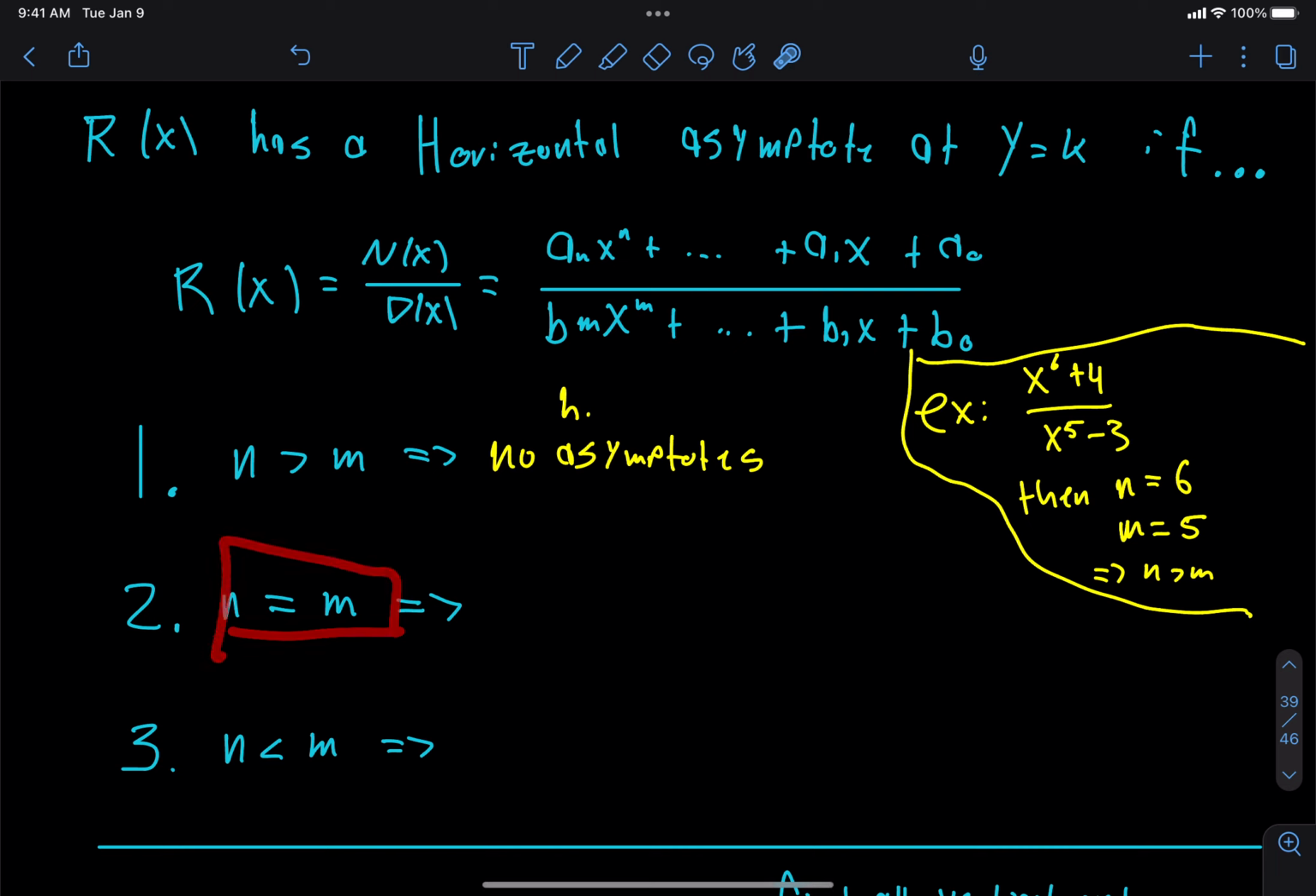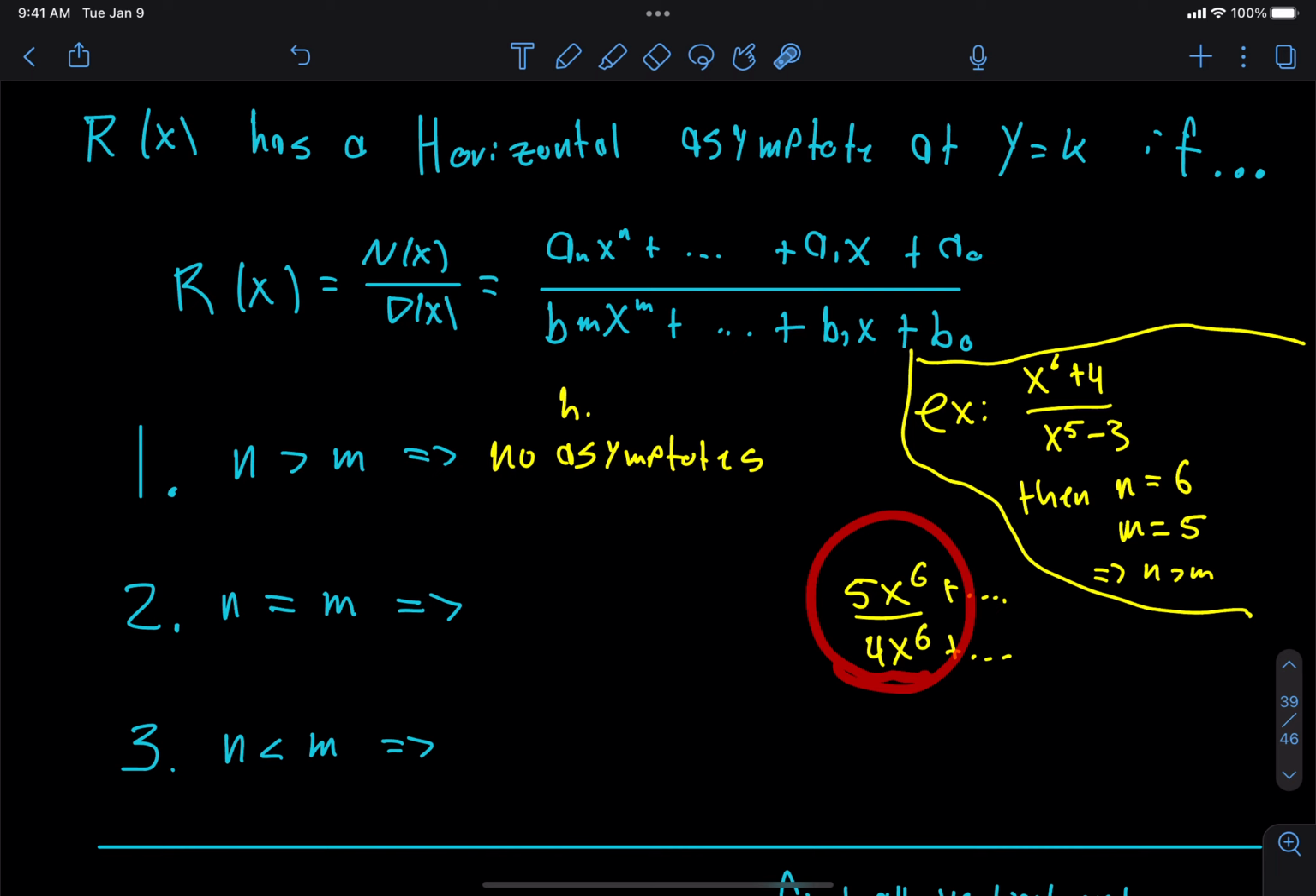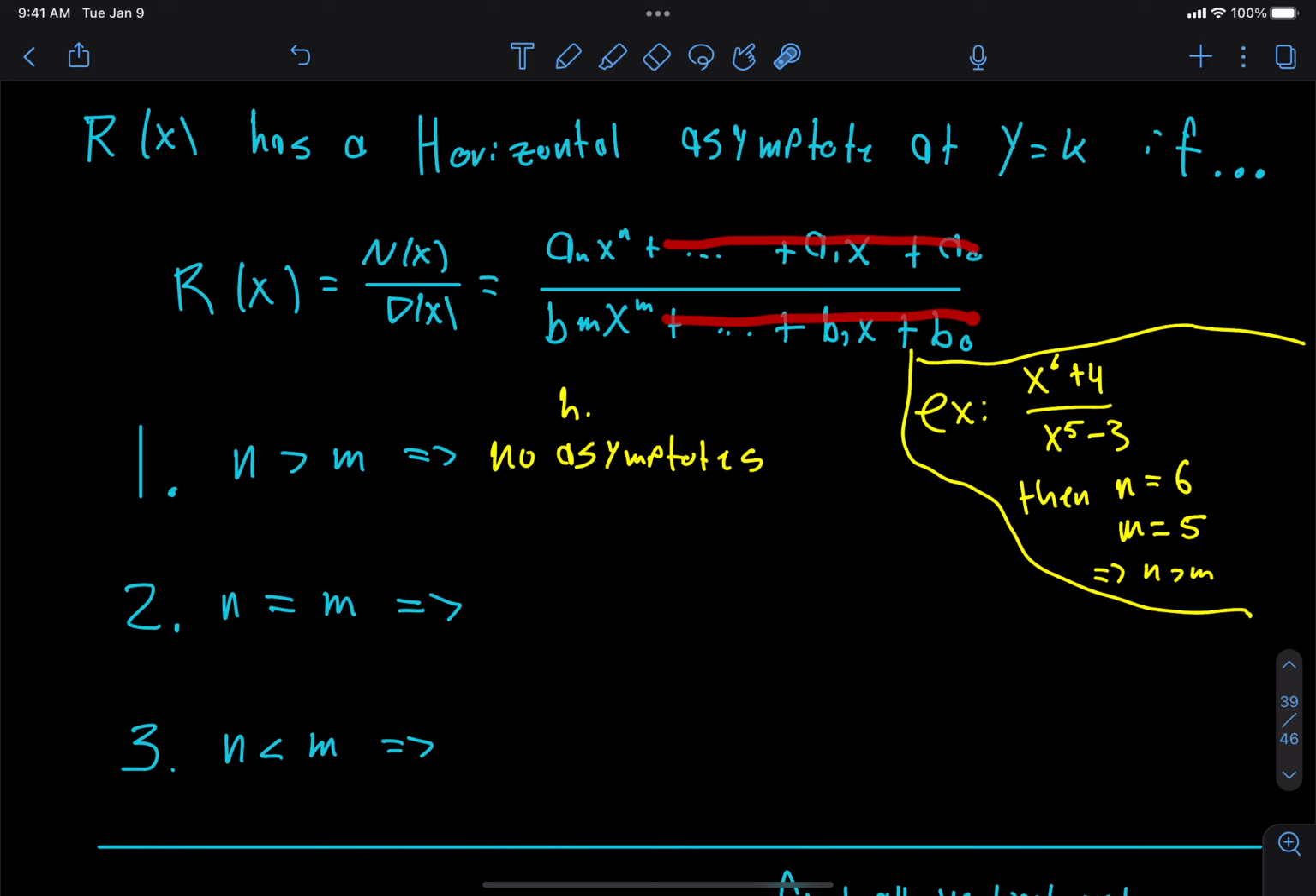If n is equal to m, then we're talking about something like 5x to the 6th over 4x to the 6th, and then plus something, plus something else. But all we care about is this. If we look at a term which looks like this, what would we do? We would cancel out the x to the 6ths, and what would we be left with? Just the leading coefficients as a fraction. So when the degree of the numerator is the same as the degree of the denominator, when x gets really big, by the leading term test, all of this other stuff doesn't matter. All we care about is this, and they have the same power of x, so we can cancel that power of x. We would be left with the number a_n over b_n. Sorry, I guess it would be n, because they're both the same. That ratio is a horizontal asymptote.